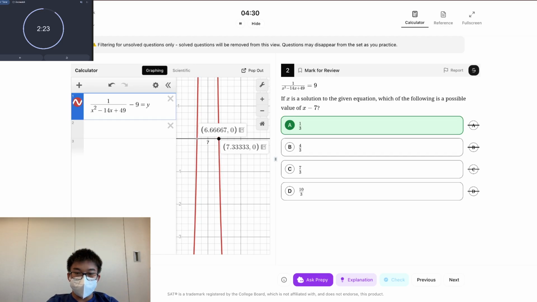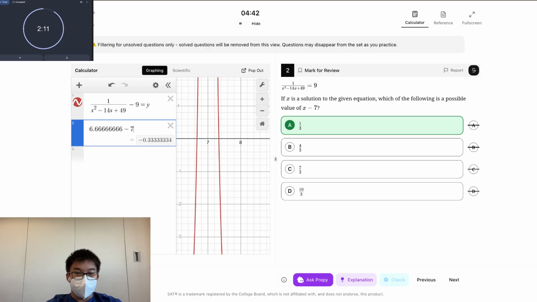So these want to talk about solutions. So x is a solution given the possible value of x minus 6. You've got one solution right here, so you got 6.66666 minus 7, right? This one will give you a negative value. But there's also this value, 7.33. What you get one there.